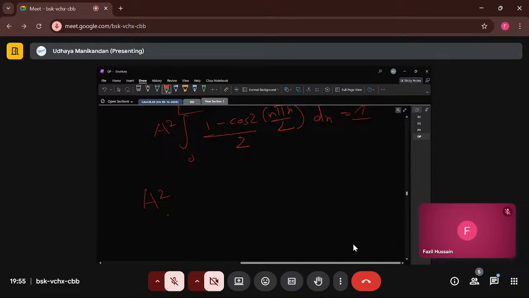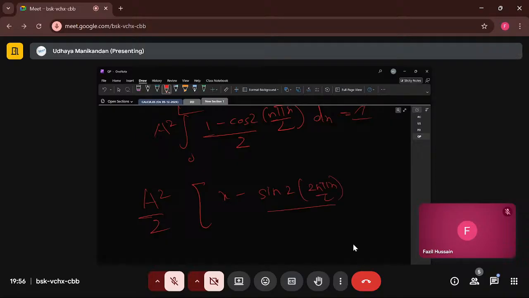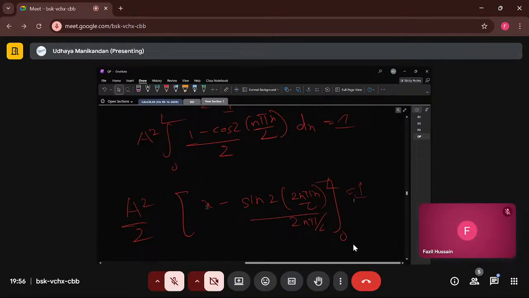A square, I can take 2 common, A square by 2. Now integral of 1 is going to be x, minus the integral of cos 2x, which is going to be sin 2x, sin 2 into n pi x by L by 2 n pi by L, right? And then nothing else. So 0 to L. Okay. So this is going to be 1. So the integration is substituted, right? So 1 minus cos 2x, and cos 2x is going to be nothing but sin 2x. I took 2 common anyways, right?